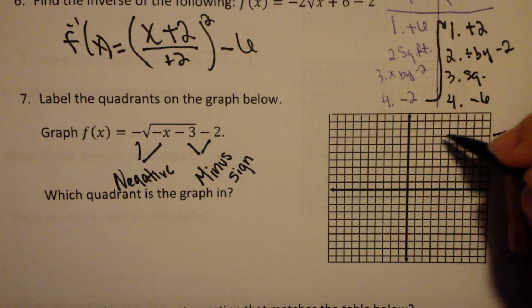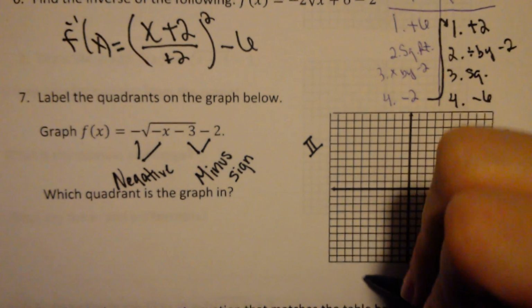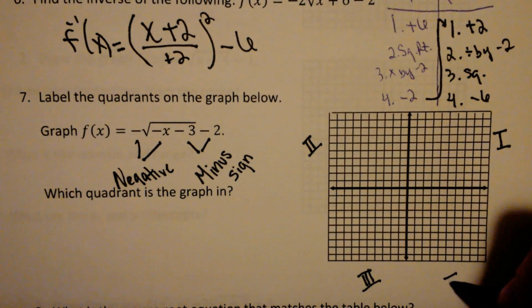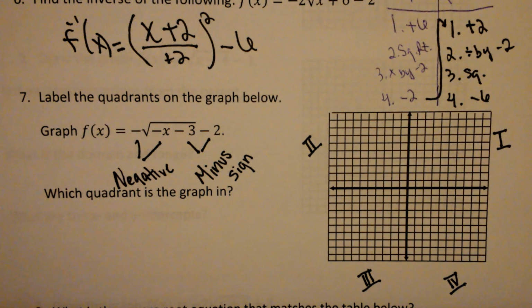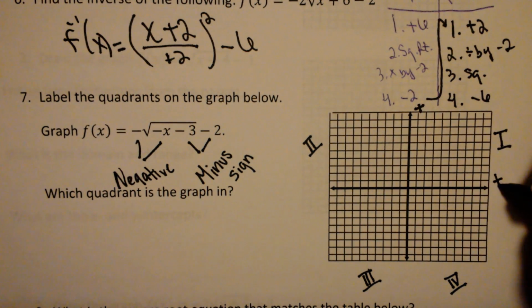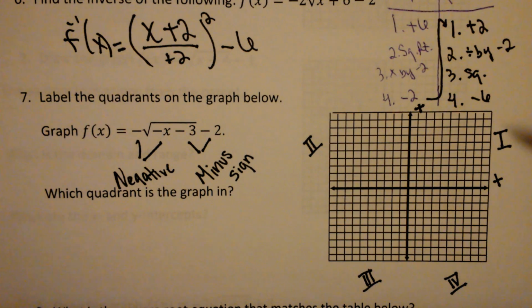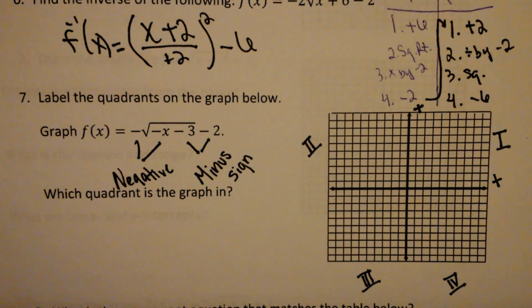So this quadrant is 1. This is quadrant 2. This is quadrant 3. And this is quadrant 4. It goes counterclockwise. I do believe this is quadrant 1 because x and y are both positive. So when you graph this, this is actually, I do believe, in quadrant 3, but we can look at the graph.